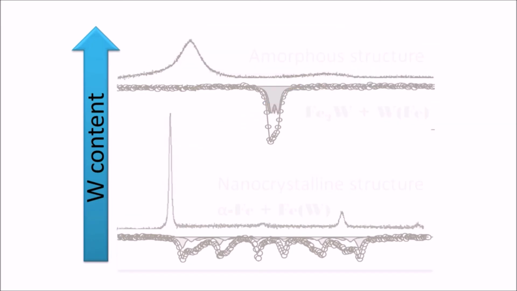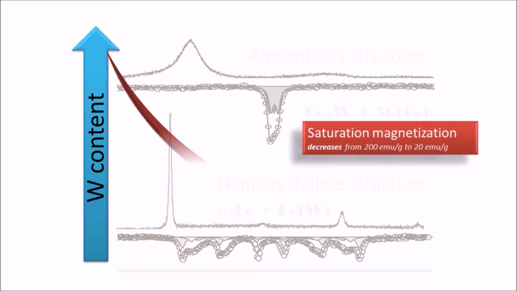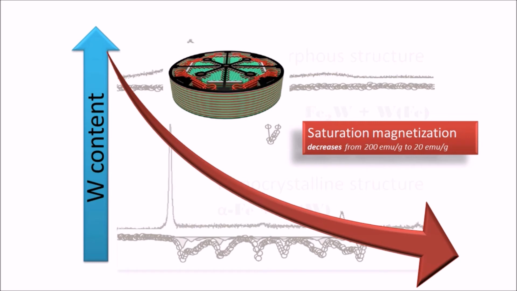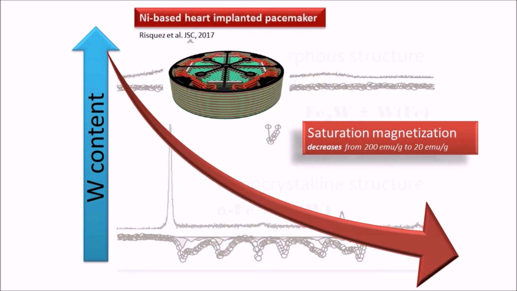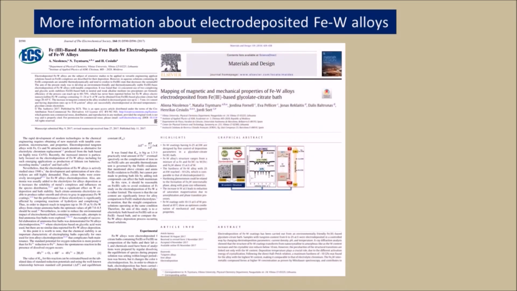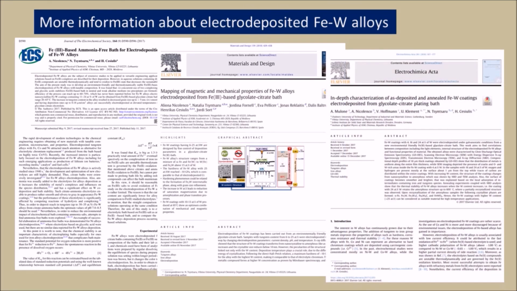At the same time, the alloys rich in tungsten have low saturation magnetization and show soft magnetic character, which makes them appealing alternative materials for design of bioMEMS, which nowadays are mainly based on nickel compounds. More information about the electrochemical design of iron-tungsten alloys can be found in published articles.